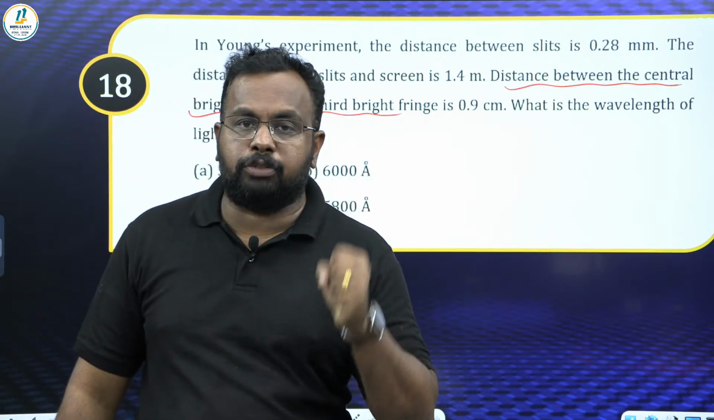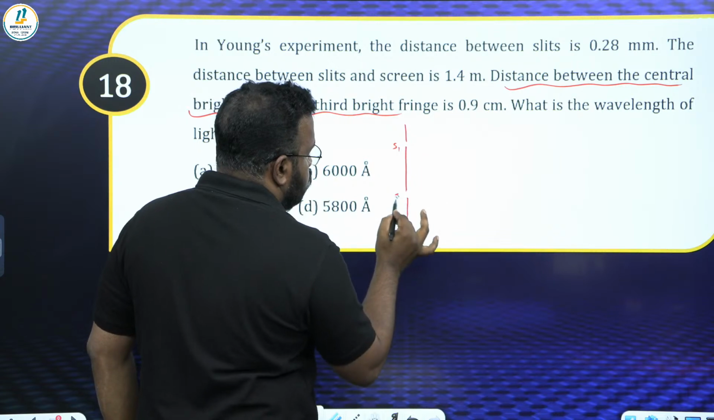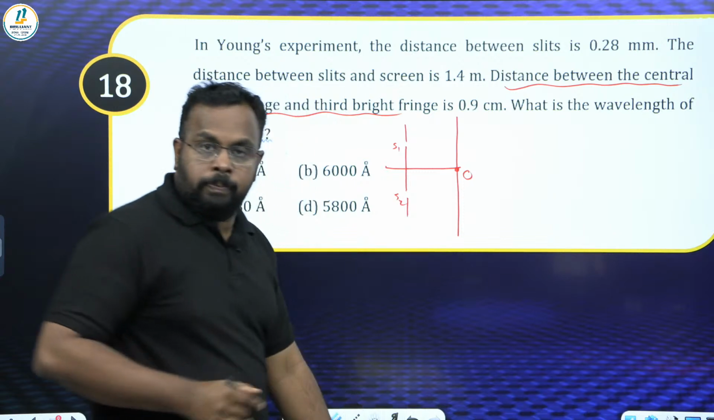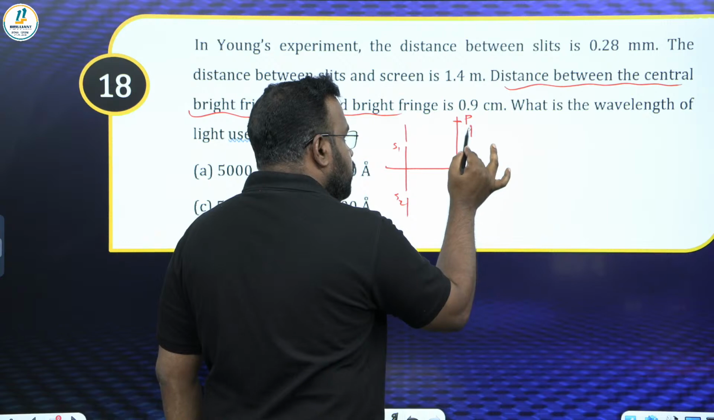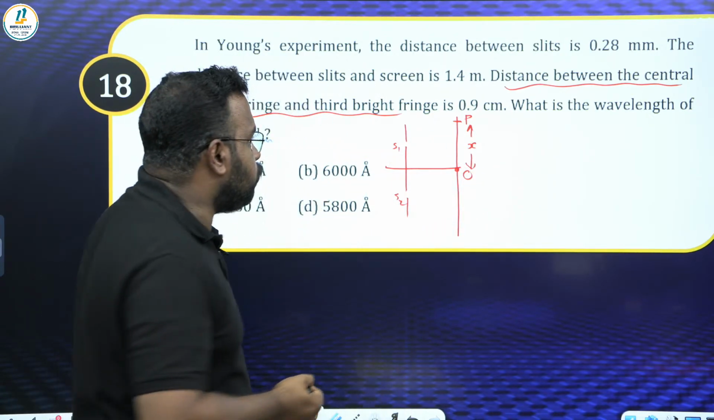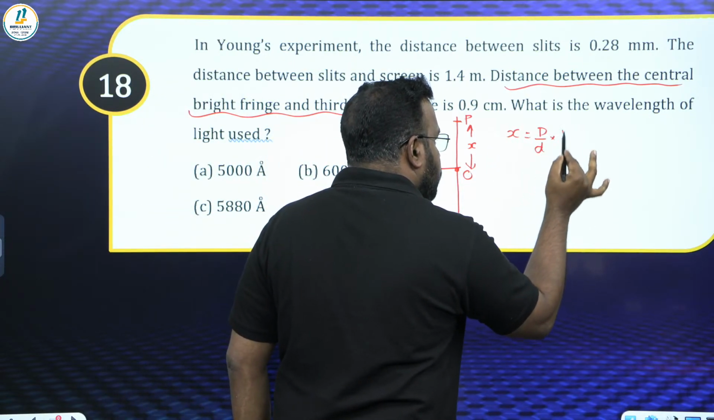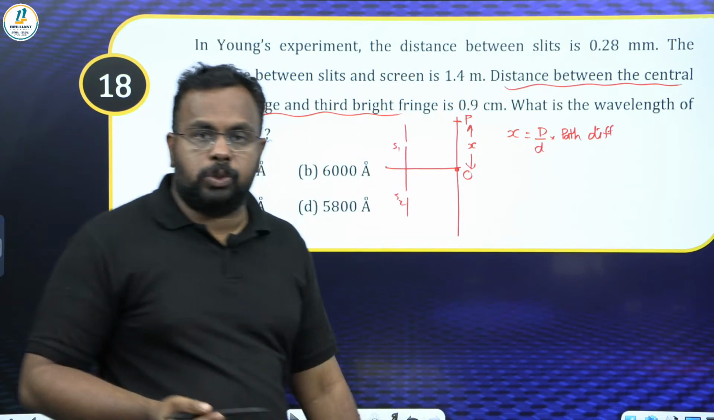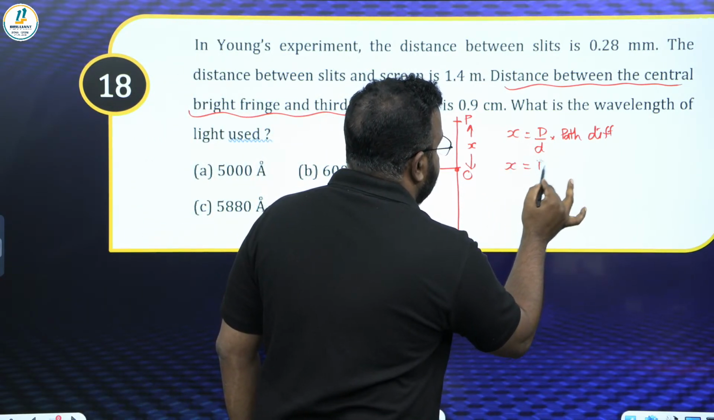You know which formula we have to use. If these are the two slits, S1, S2, this is the midpoint of the screen. That point I am taking as O. Any other point on the screen we can take as P. The distance between O and P, if you are taking it as X, we have a direct formula for X. X is equal to capital D by small d into the path difference. Using this formula you can easily solve this kind of question.